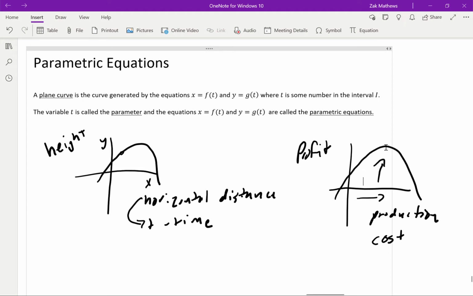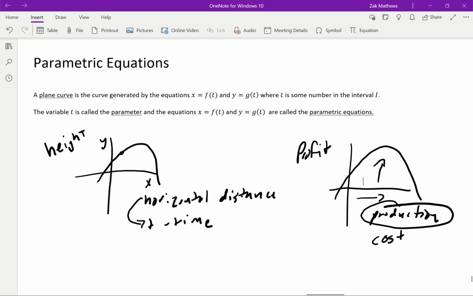At some point, that might turn around and fall, right? It might be that now I have to buy a second factory, and that's going to cost me more money, right? That's the decision we've made. But the idea that cost is solely driving profit is not correct, but we definitely see that they move together. And they move together because of this variable production. That's kind of like the time, or what we could call the parameter t. The more things we produce, cost is going to go up. Hopefully, profit does as well.